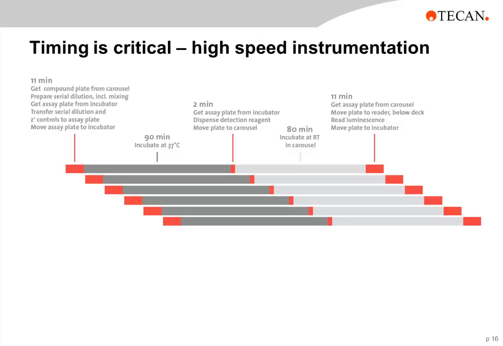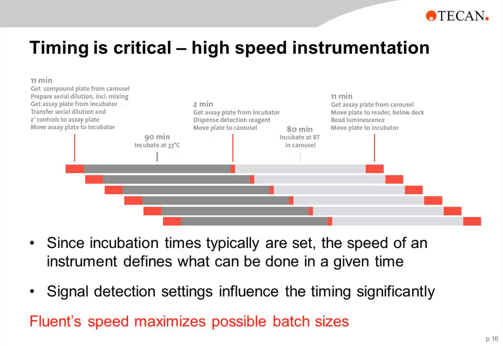In this slide, you see 8 bars, and each bar stands for 1 microtiter plate. The gray areas are incubation times, and they are fixed. The red areas are the times for robotic actions. So that means it could be transporting a plate, pipetting, or these type of actions. You see very easily that the faster the instrument is, the more can be done in a given time slot that is defined by your incubation. And this is how you will benefit from the speed the Fluent runs at.